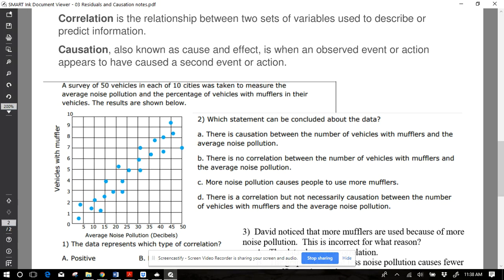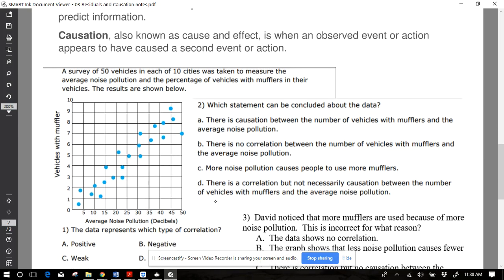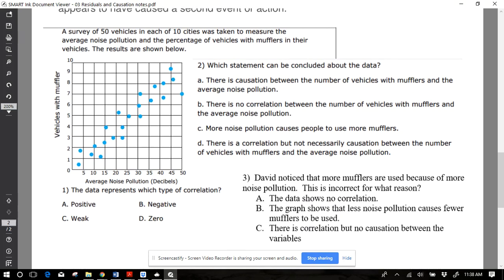So if you look at number 1 down below here, I see a picture. And I want you just to very quickly tell me what kind of correlation this scatter plot has. Okay, so from the left to the right, it is increasing. And when it's increasing, it means that it has a positive correlation. Okay, so that's review of what we did a couple of days ago.